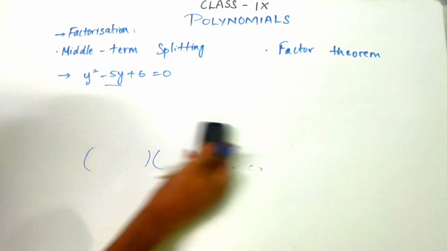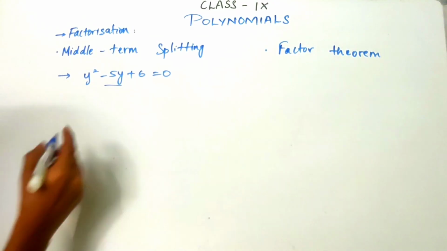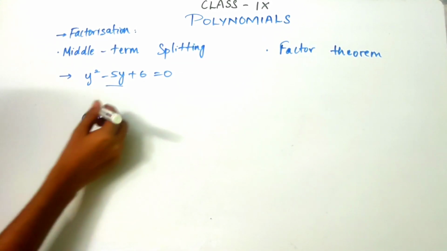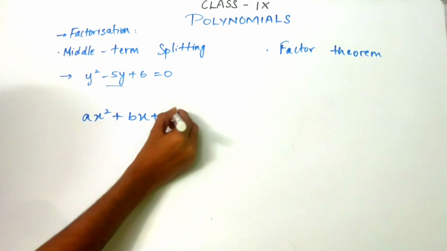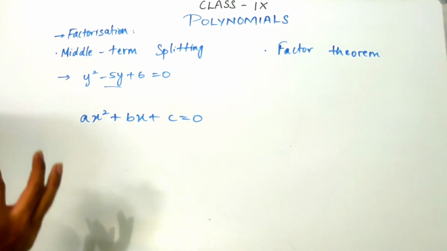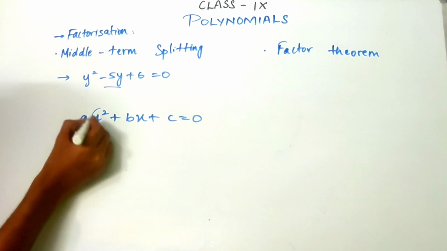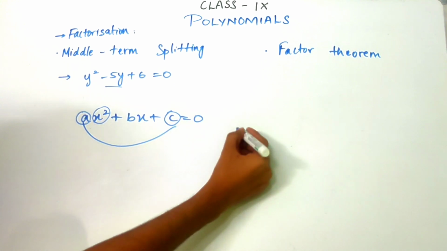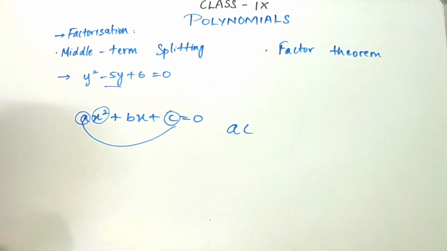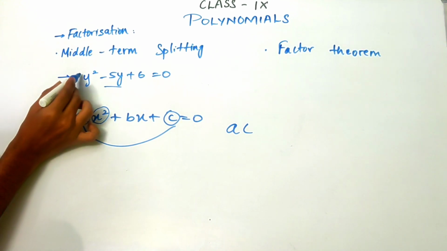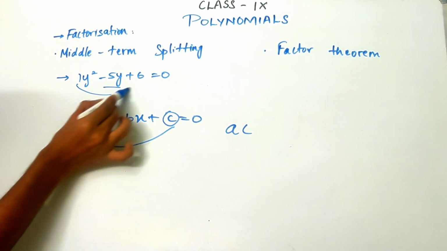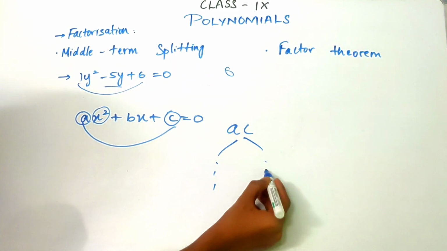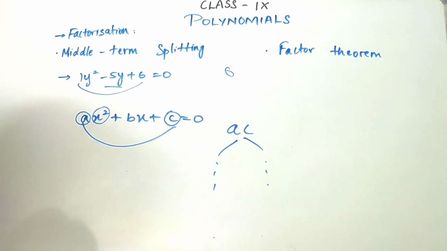This should be my final answer case. If you have an equation like ax square plus bx plus c, where x or y, for that matter, are both variables, this is my generalized equation. What I have to do is multiply the coefficient of x square, which is a, and the constant term c. So you just multiply these two, which will be ac. Over here, we have 1 y square, so you are multiplying 1 with 6, which is 6. Now you have to list out all the factors of this ac and choose the suitable factor.